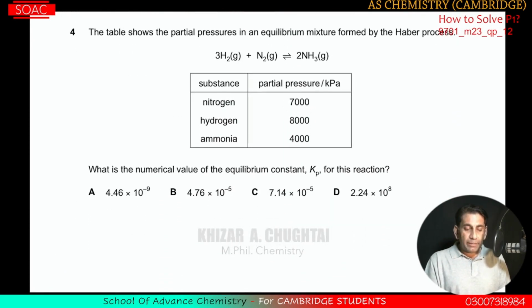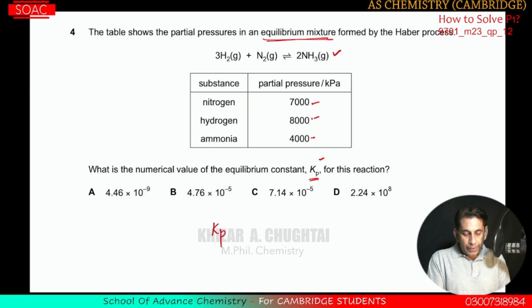Question number 4. The table shows the partial pressures in the equilibrium mixture formed by the Haber process. Substance partial pressures are given over here. If the equilibrium mixture is announced and you have the partial pressures, the easiest method is to first write the expression of Kp, as he is asking to calculate the equilibrium constant.